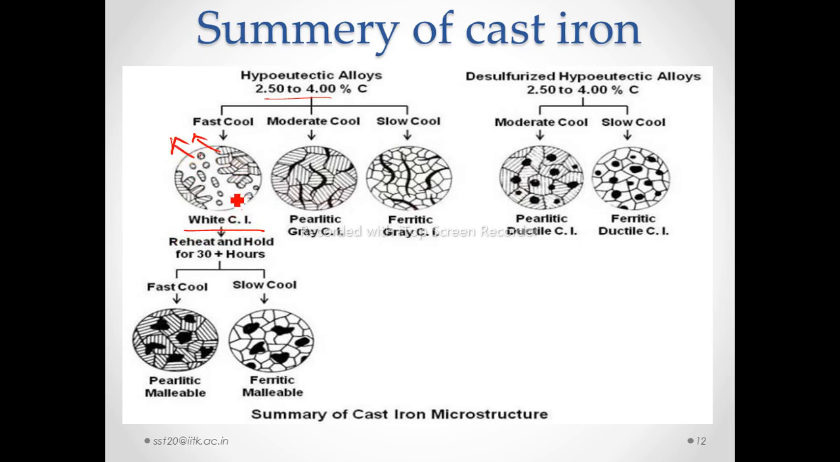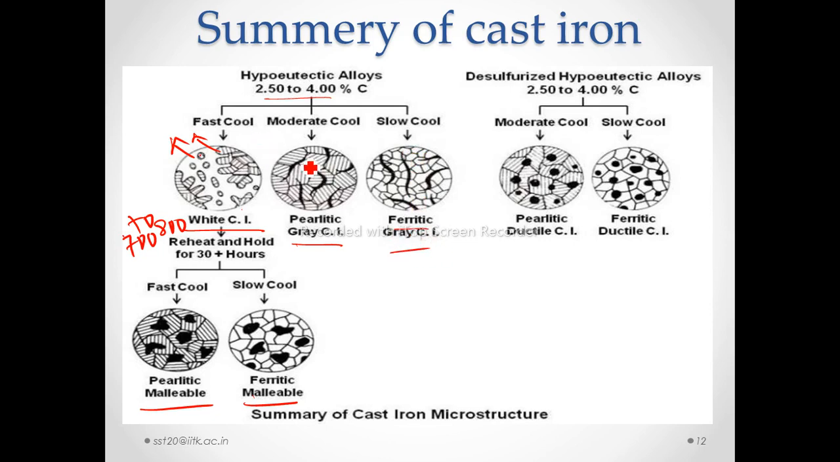When we do a heat treatment for a prolonged duration of about 30 hours at 700 to 800 degrees Celsius, then by fast cooling we will get pearlitic malleable, and for slow cooling we will get ferritic malleable. This is one class of cast iron. Again, if you do a moderate cooling rate for the hypoeutectic alloy, we will get pearlitic grey cast iron, and if you do slow cooling, we will get ferritic grey cast iron.